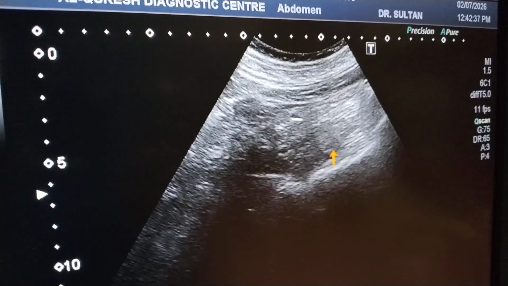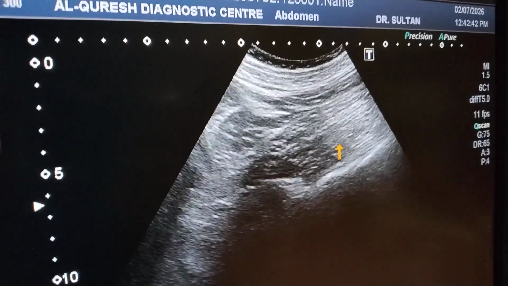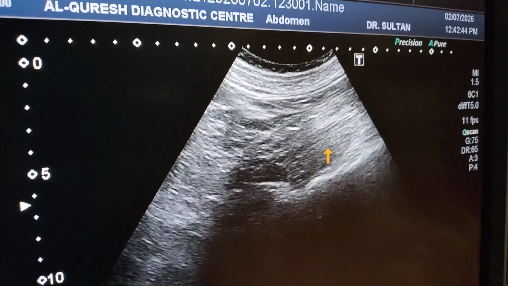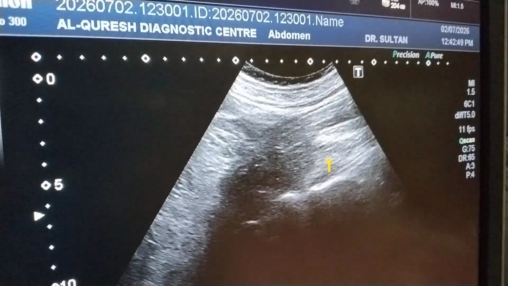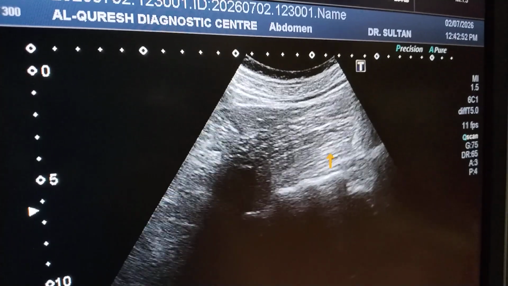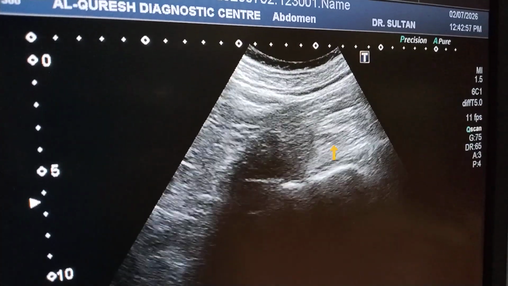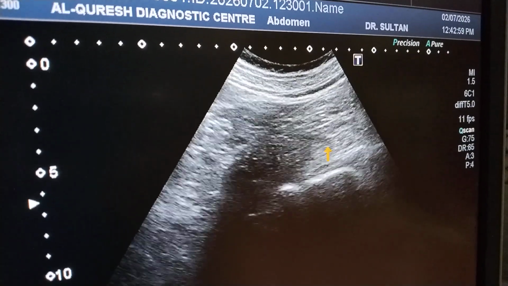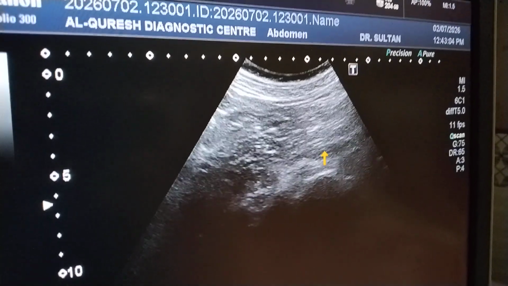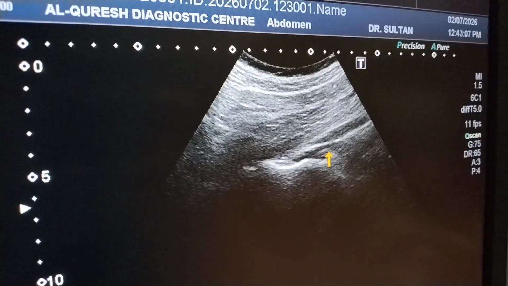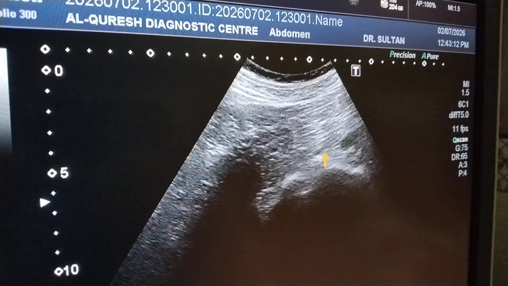So when we have seen the psoas major muscle, then just angle or tilt the probe toward the right shoulder, or angle it slightly upward. I am gradually maintaining the probe pressure so that bowel loops and gases should be displaced. So I am now gradually tilting the probe just upward.